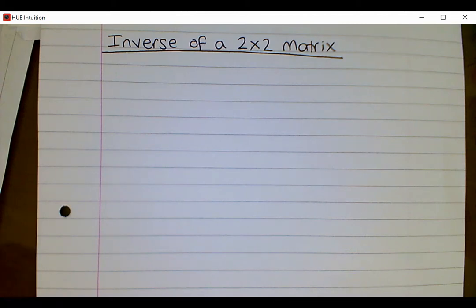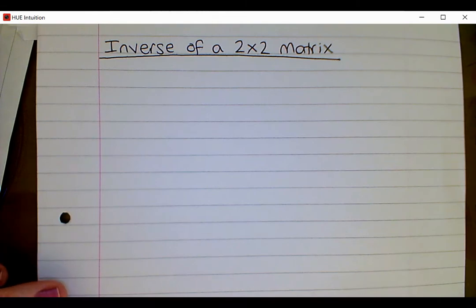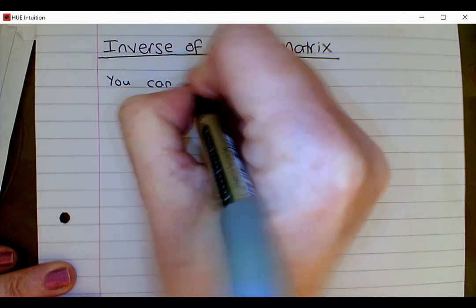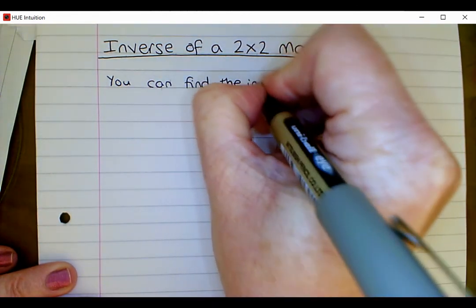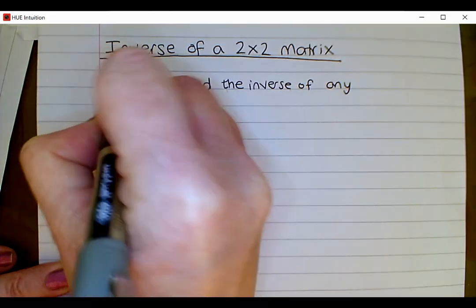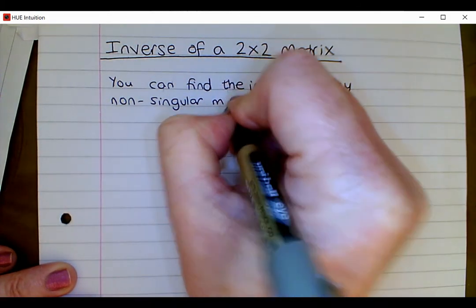Okay, the next little bit is on finding the inverse of a 2 by 2 matrix. You can find the inverse of any non-singular matrix. If a matrix is singular, it doesn't have an inverse. So that's the first most important thing: it has to be a non-singular matrix.